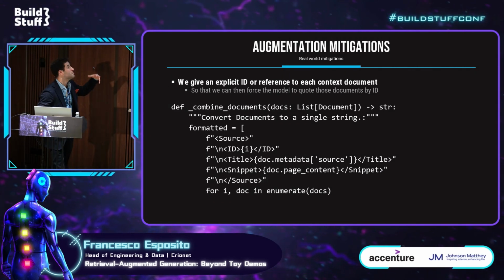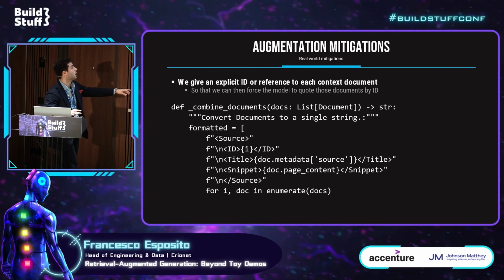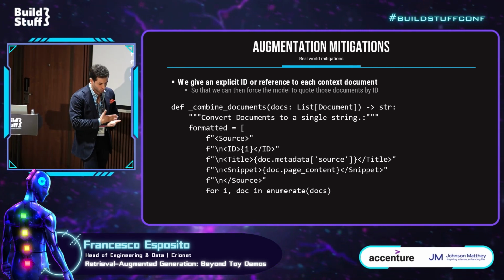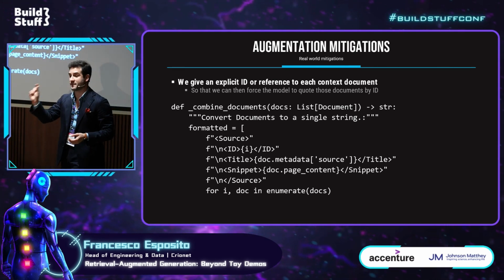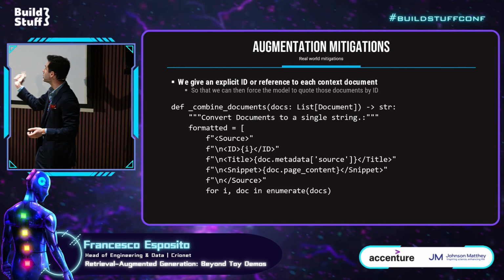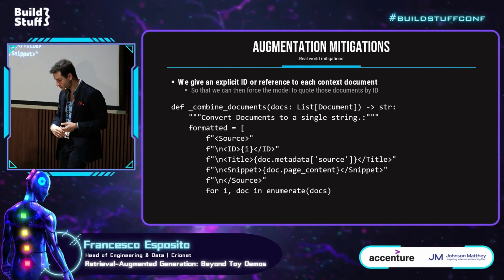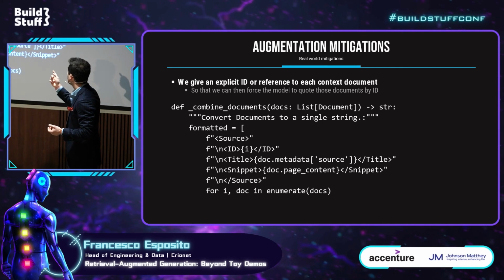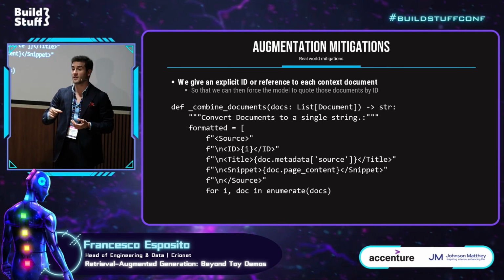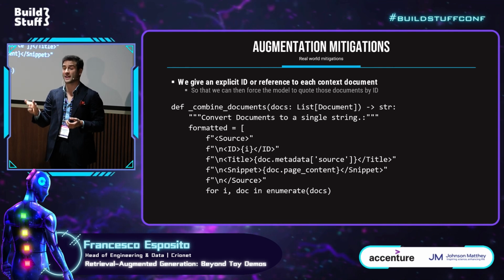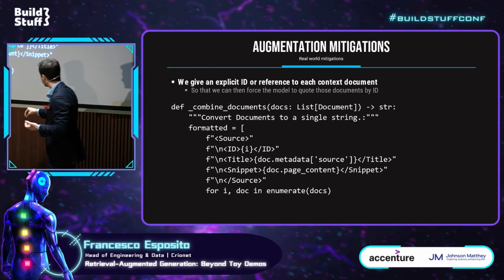Regarding the augmentation step, what we usually do is give an explicit reference, an explicit code ID, to the document and pass it to the context for the generation step. Why? Because in this way, if the user needs citations, the model knows exactly what snippet it has to quote.